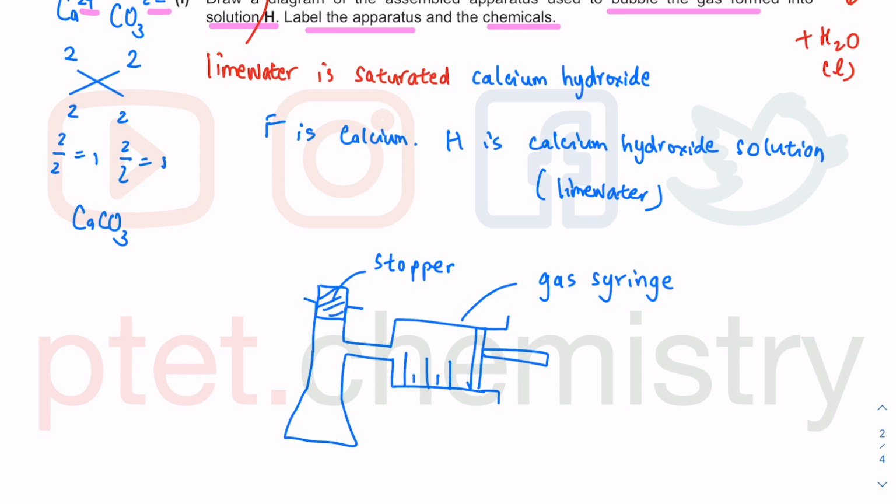There should be no escape outlets because this is just a piston. As the gas gets produced, it will push the piston out and you'll be able to read it. So those are your marble chips, and you will have hydrochloric acid in there. You don't want the gas to escape, that's why you have a stopper there.